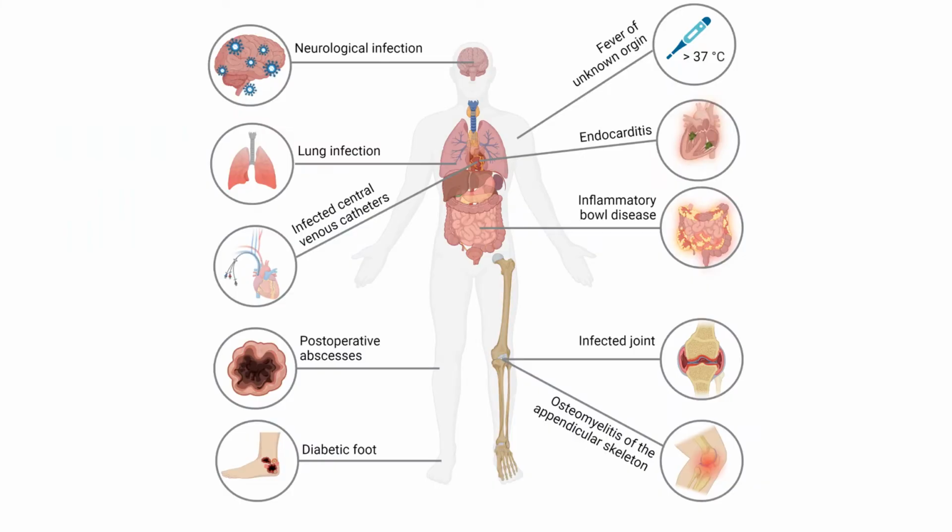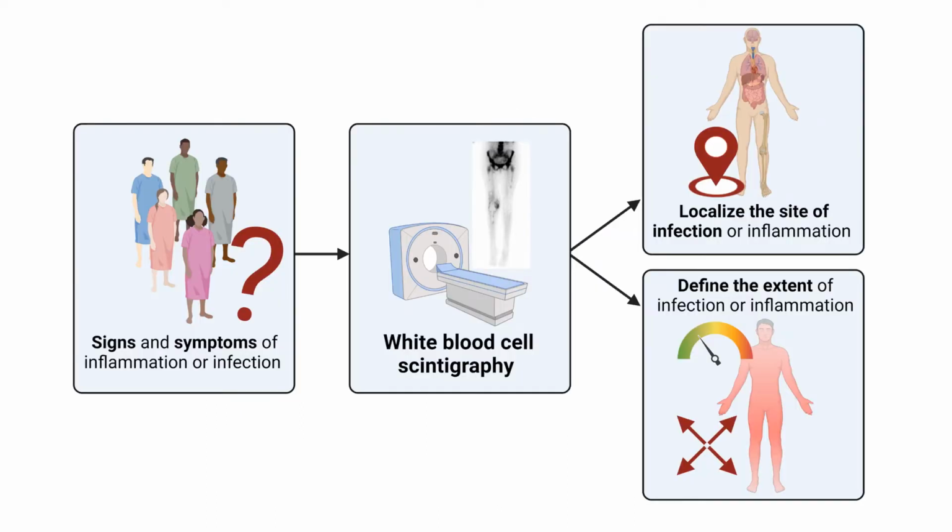The infections prescribed by the European Association of Nuclear Medicine are acute infections, not chronic infections, and they come in various forms: fever of unknown origin, endocarditis, inflammatory bowel disease, infectious joints, diabetic foot, abscesses, lung infection, neurological infection, and central venous catheters that are infected. For all of these, it should be acute in nature and a high amount of white blood cells should be immobilized. So, your patient has signs and symptoms of an inflammation or infection.